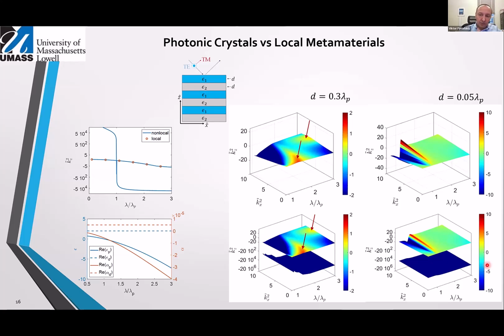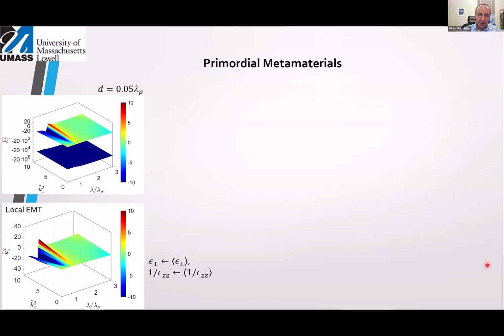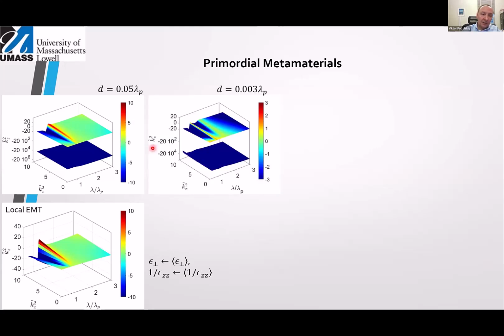So now, from this point on, if I start making the layers thinner, thinner, and thinner, the predictions of local calculations won't change. In fact, these are the predictions of local effective medium theory. So this is a brick of material with these parameters. And so I will not show you these anymore.